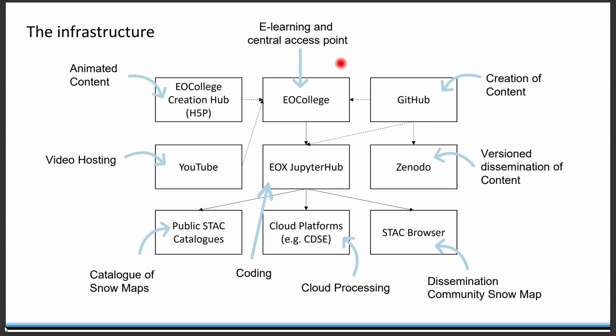So, but how does it work? As said, there is an e-learning platform, which is the central access point, that is EO College. Once you register there, you also register directly at Jupyter Hub. So that is where the EOX Jupyter Hub, that is where the notebooks are hosted and where you have your environment, your programming environment. The notebooks that are hosted on Jupyter Hub come from GitHub, so you can also access everything that is available in this course on GitHub. The whole course is on GitHub.